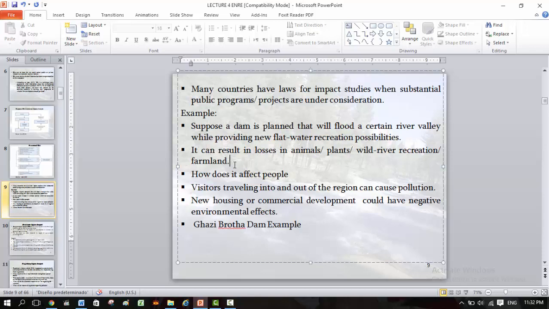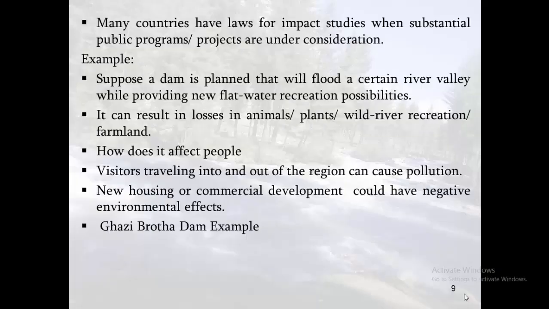So the planners are interested in finding out how it affects the people, because visitors will come from different areas, not only from the region but also from different parts of the country, in order to avail this recreation facility. They will definitely cause pollution, which will result in environmental degradation. Similarly, new housing or commercial projects could also have negative environmental effects.